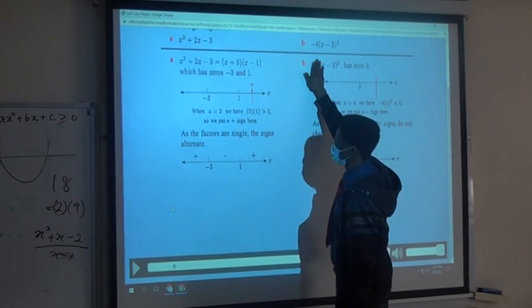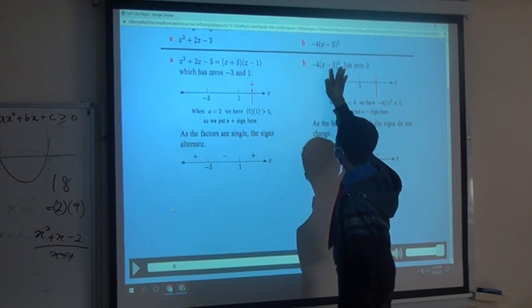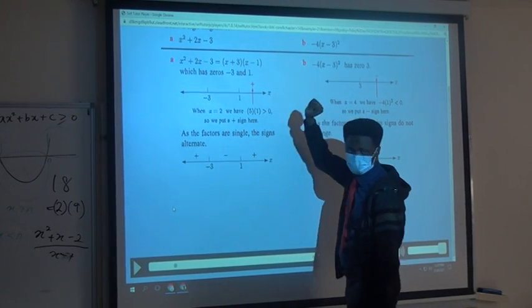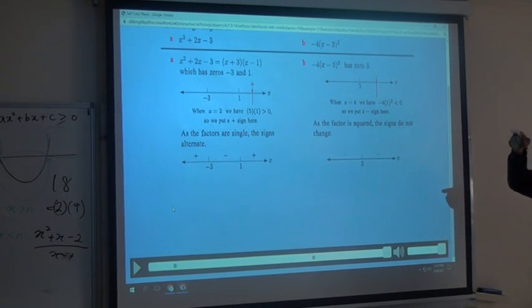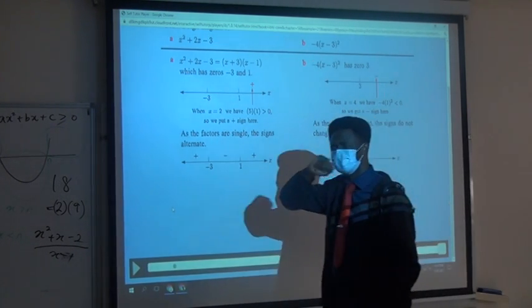This bracket, excluding the -4, what can you say about the sign for all x? Yes, sir. It's always positive. Why do you say that, sir? Because it's a square. Because it's square.